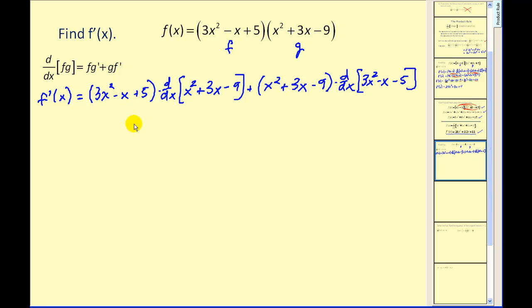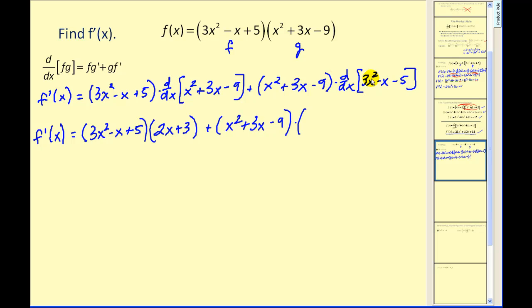Here's our product rule for reference. We have f times the derivative of g plus g times the derivative of f. Our next step will be to find these derivatives and then multiply and simplify. The derivative of x squared plus 3x minus 9 would be 2x plus 3. And the derivative of 3x squared minus x minus 5 would be 6x minus 1.